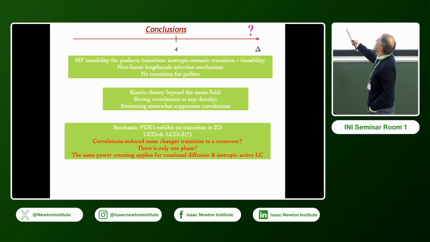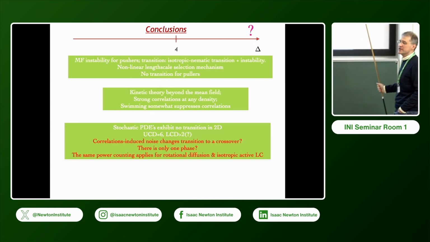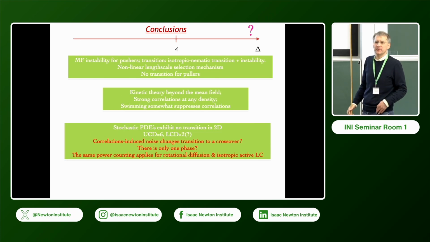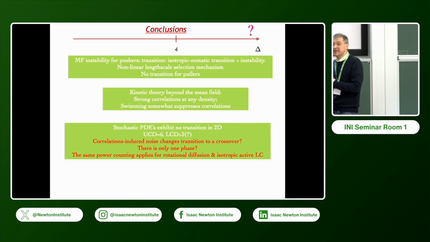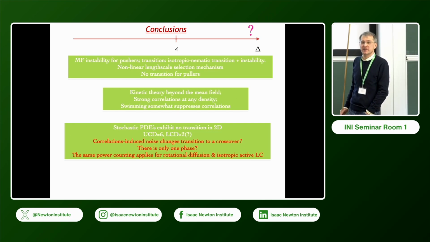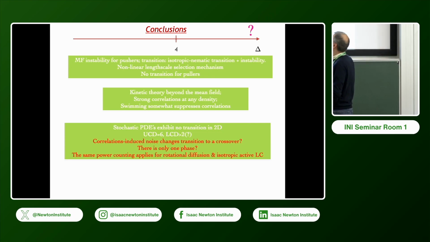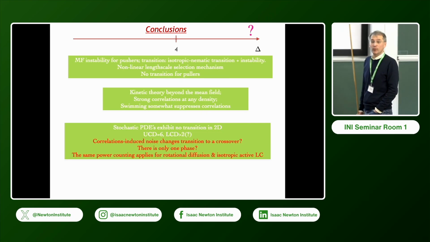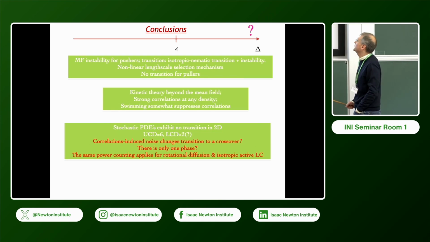At the mean field level, there is an instability for pushers. There is no instability for pullers. There is a transition, it's kind of isotropic-nematic transition plus the Ramaswamy. So this is the mechanism how these active flows are sustained. There is a length scale which is selected by a strongly non-linear mechanism that we do not quite understand. The emergent length scale is very, very large, so we do not quite know where this comes from. However, when you start including correlations, all of this falls apart.